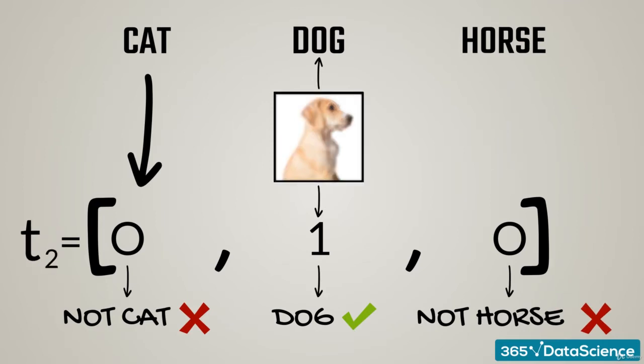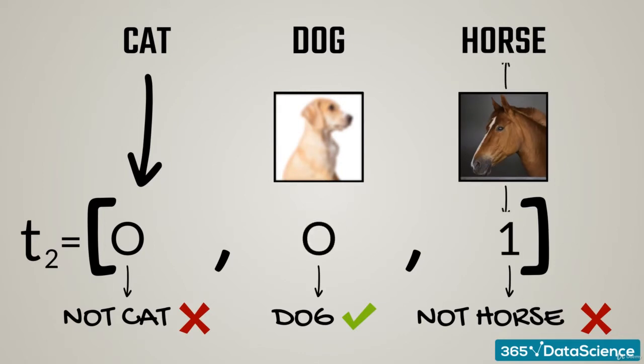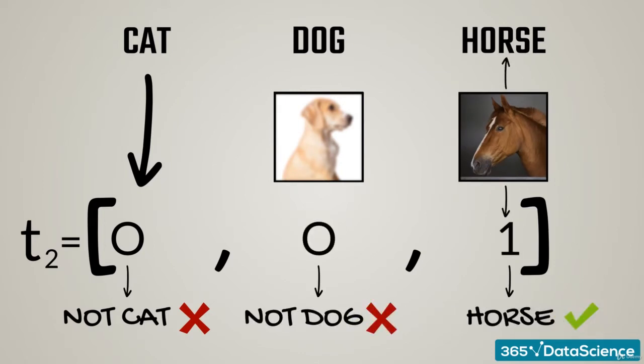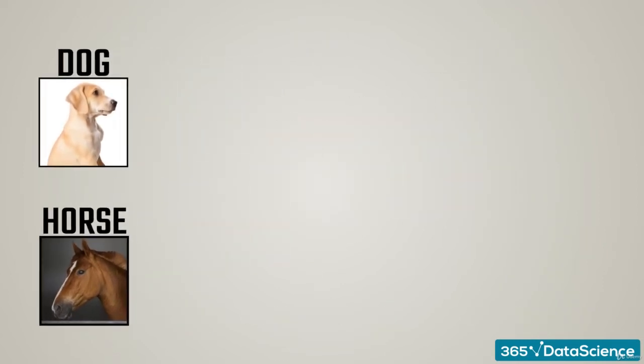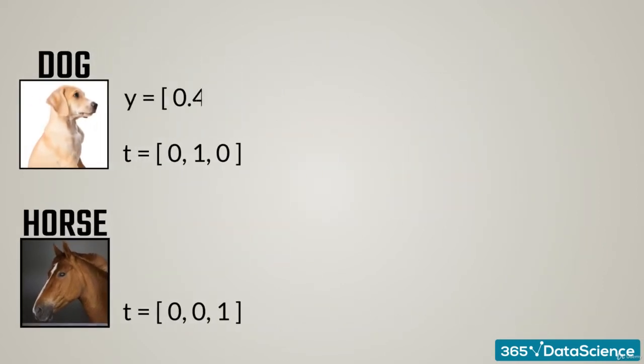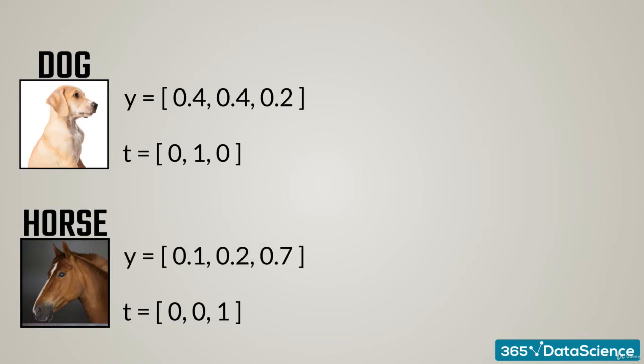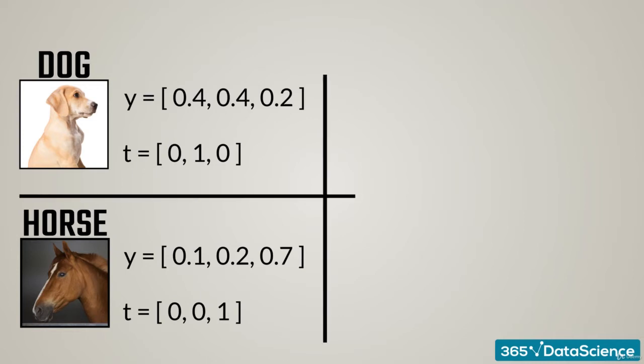Okay, let's examine a different image. This time, it will be labeled horse. Its target vector is 0, 0, 1. Imagine the outputs of our model for these two images are 0.4, 0.4, 0.2 for the first image, and 0.1, 0.2, 0.7 for the second. After some machine learning transformations, these vectors show the probabilities for each photo to be a cat, a dog, or a horse. We will learn how to create these vectors later in the course. For now, we just need to know how to interpret them.